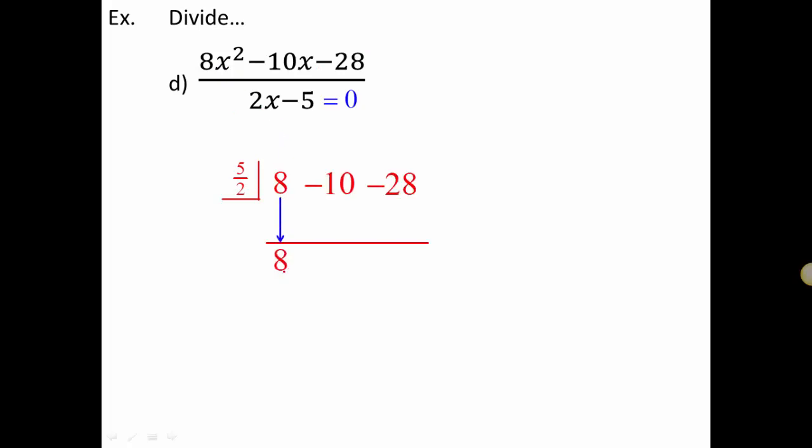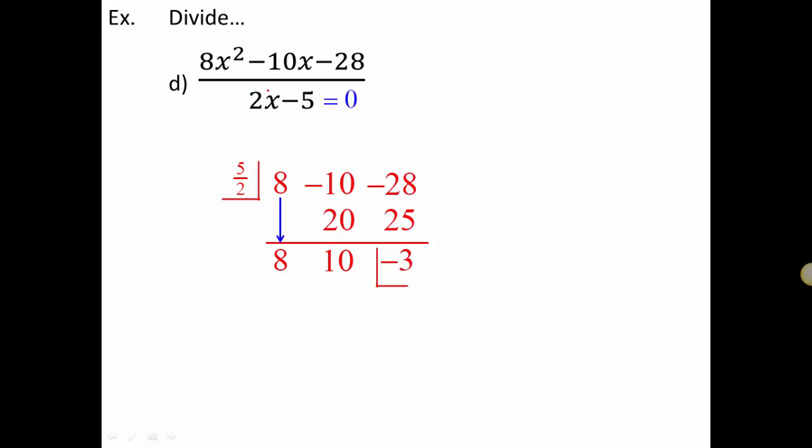Drop the 8 down to prime the pump. 8 times 5 halves. I'm always going to do the division first to make it easier. 8 divided by 2 is 4. 4 times 5 is 20. 20 minus 10 gives us 10. 10 divided by 2 is 5. 5 times 5 is 25. 25 minus 28 would be negative 3, which is my remainder.